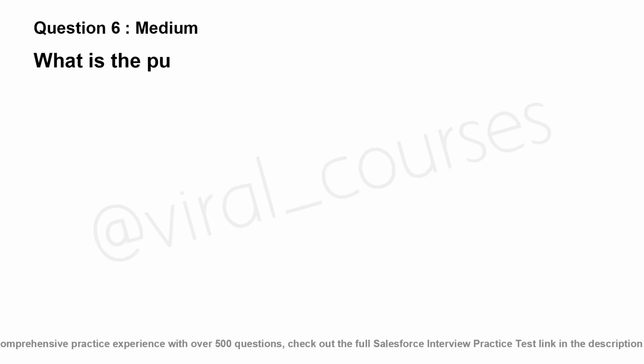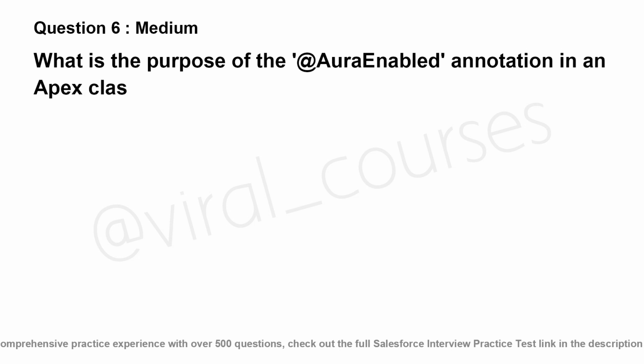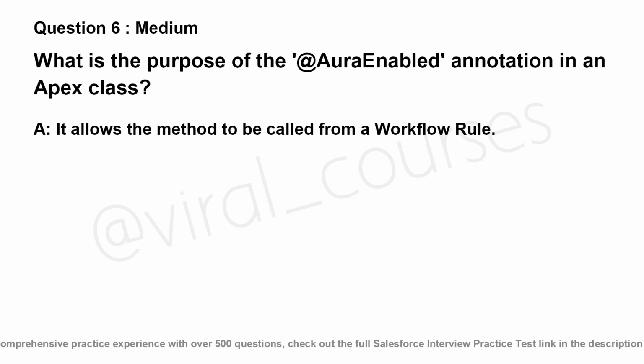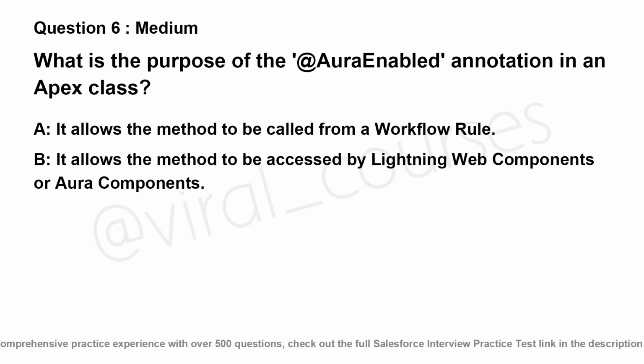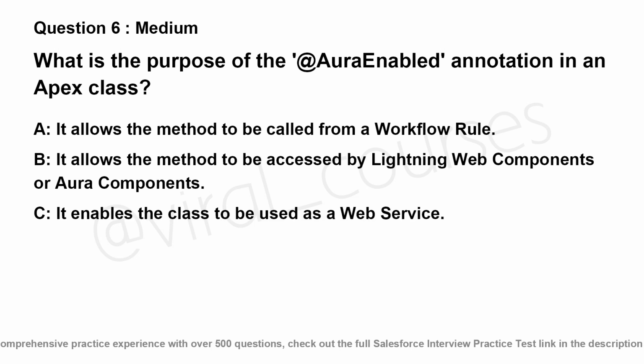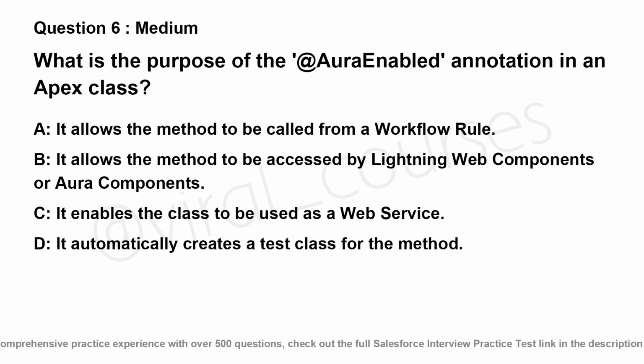What is the purpose of the @enabled annotation in an Apex class? Option A. It allows the method to be called from a workflow rule. Option B. It allows the method to be accessed by Lightning Web Components or Aura components. Option C. It enables the class to be used as a web service. Option D. It automatically creates a test class for the method.